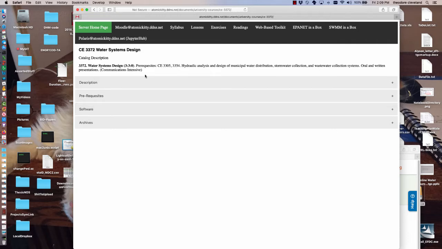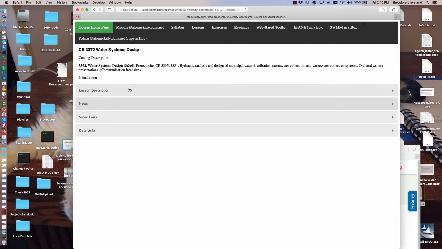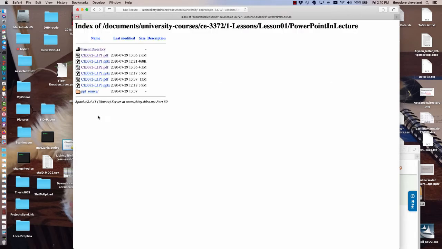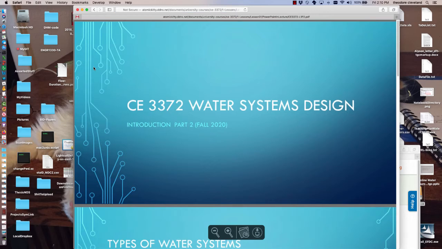On the screen I have navigated to the course content page via an internet browser, and we're now going to select lessons from the navigation tab and Distribution System Lesson 1. And in the notes section, there are the lesson notes, and there's 3 readings. Part 2, which is what we're doing right now, is associated with those readings.